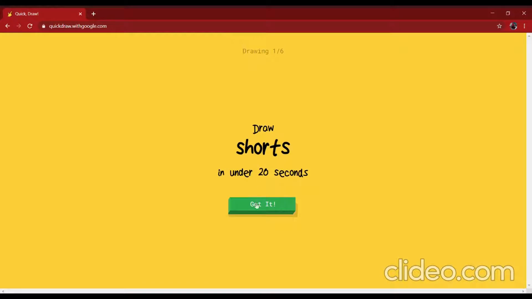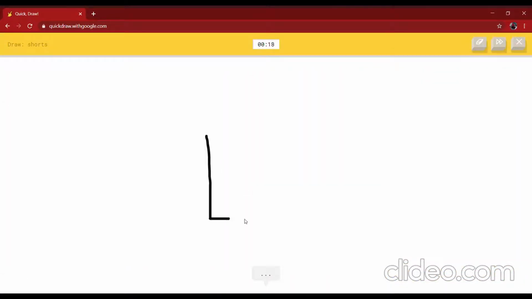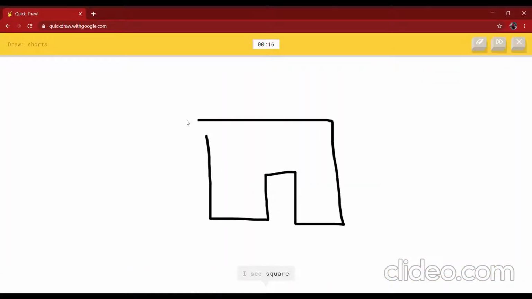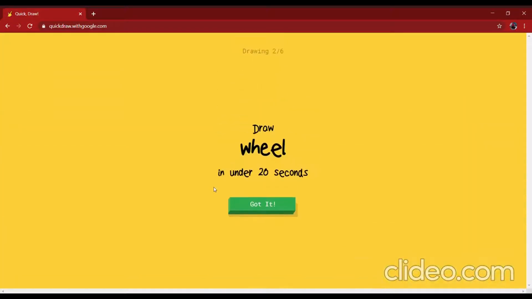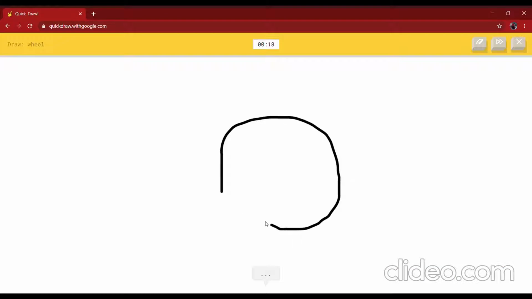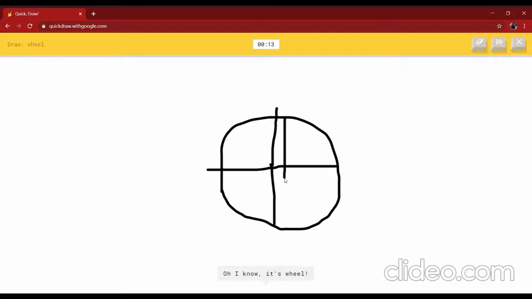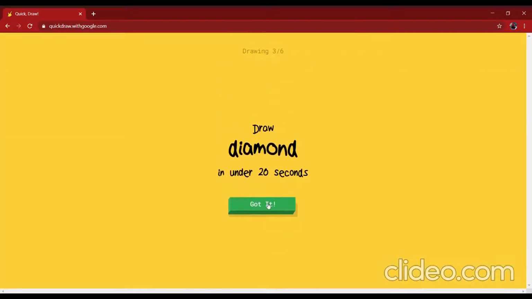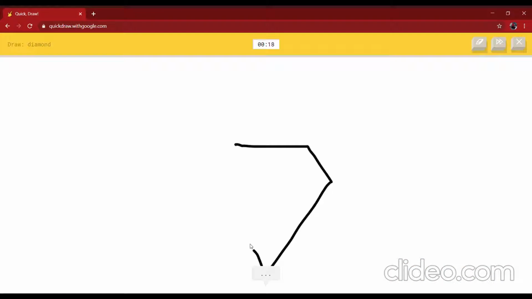Shorts. Seriously, under 20 seconds. Okay, I see square. Or pants. Oh, I know, it's shorts. Wheel. Okay, I see circle. Or clock. How is it a clock? I see compass. I don't know. How do I know? It's wheel. Diamond. Okay. Oh, I know.